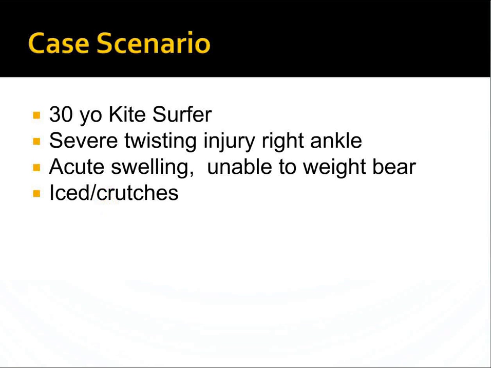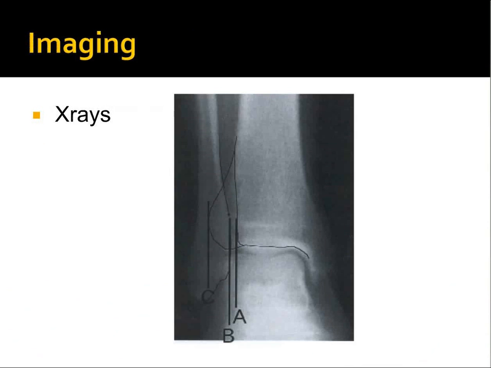So, we're talking about syndesmotic injuries of the ankle. As mentioned, a severe twisting injury, right ankle, acute swelling, unable to weight-bear. So you might take an X-ray. Draw a few lines there for you.